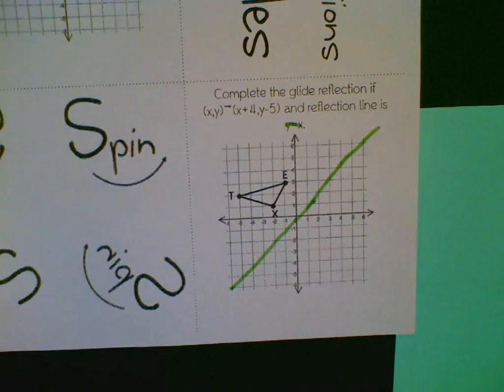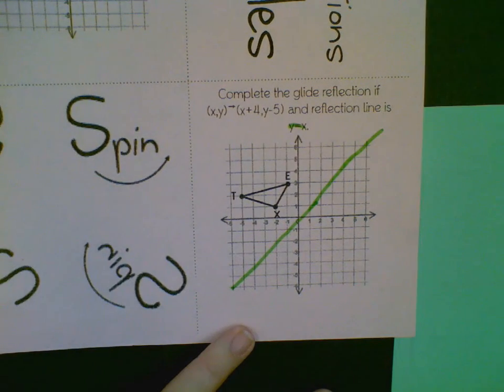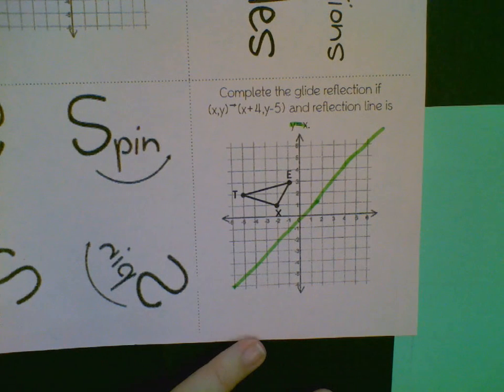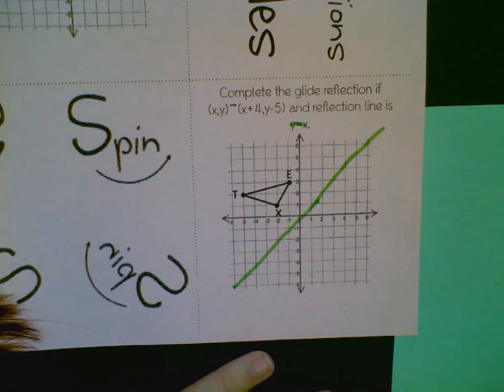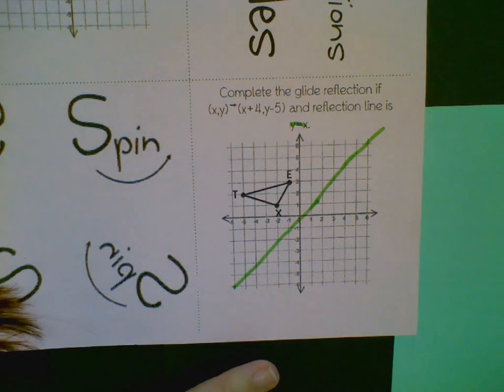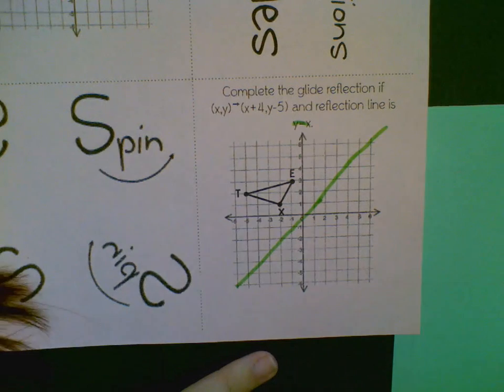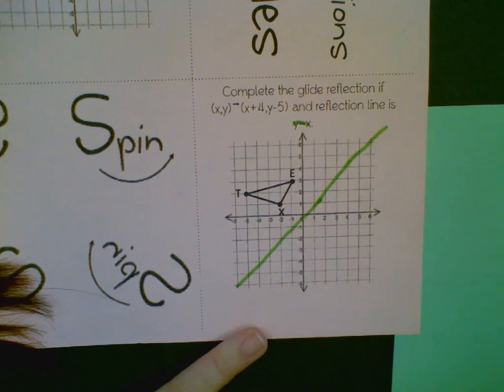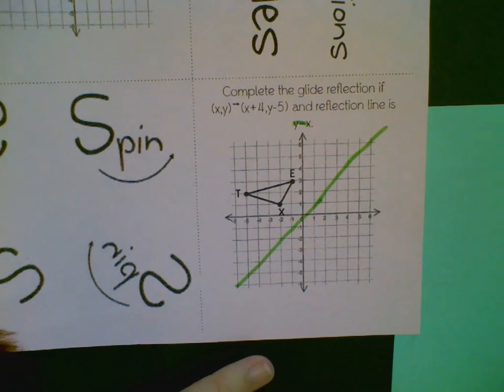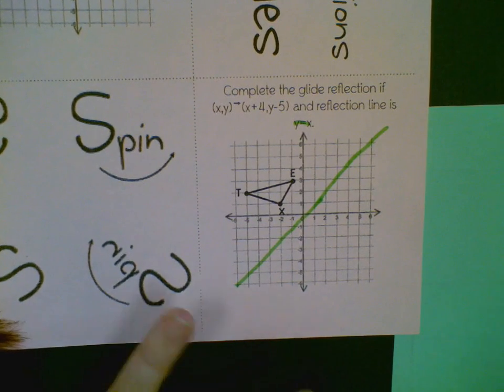So, I mean, there's a couple different ways you can approach this. You can do the translation first and then the reflection, or you can do the reflection and then the translation. But for this one, it's a lot harder to do it in 1 step. So I'm going to do it in 2 steps. So first, I'm going to reflect, and then I'll slide it back where it goes. Okay? Well, actually, I think I'm going to do the glide reflection. So I'm going to slide it first and then reflect it.